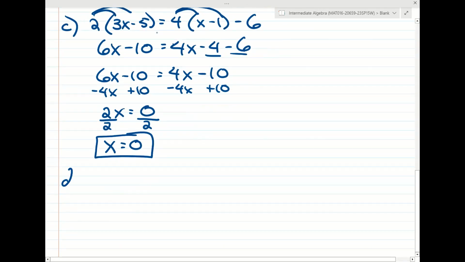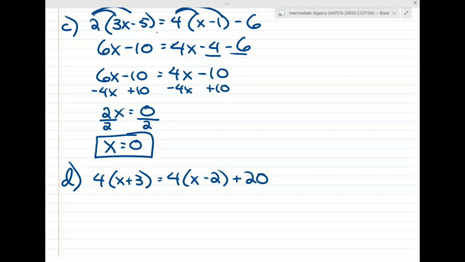So let's try another one. What if we had 4 times x plus 3 is equal to 4 times x minus 2 plus 20?